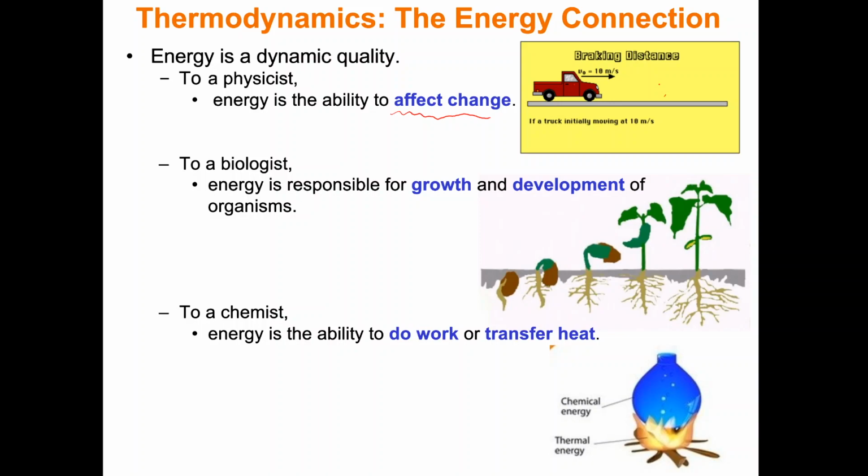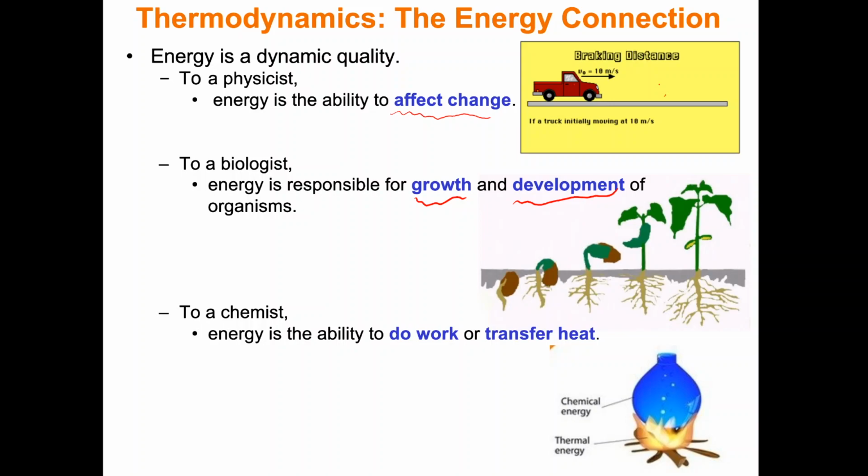If you talk to a biologist, they would say energy is responsible for growth and for the development of organisms. Here we just see a seed germinating and eventually becoming a plant. The plant uses photosynthesis to make energy and to grow itself and maybe grow some sort of fruit or green beans or whatever it is. That would be how a biologist looks at it, and that could be in terms of a cell, an organism, or a body.